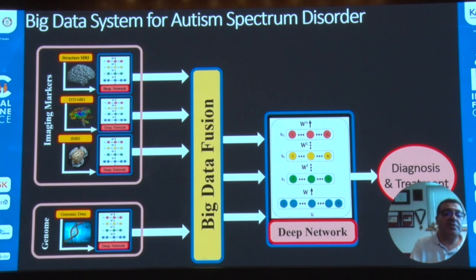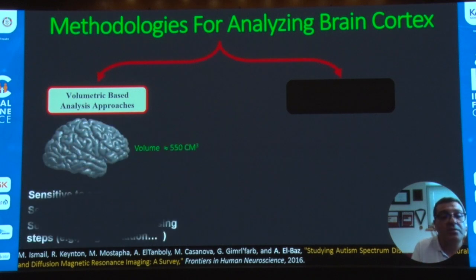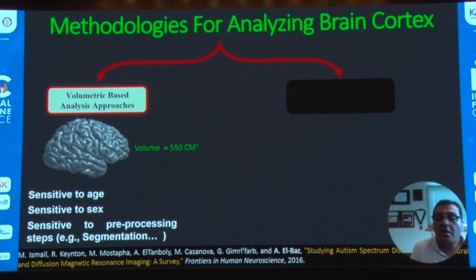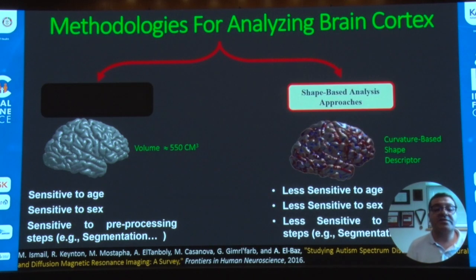And the first grant I got was from NIH. We worked 3 years on volumetric measures, but we came to the conclusion that even though the brain size of autistic is bigger than the brain size of control, it is difficult to use as a diagnostic marker, because we found that the volumetric measure is sensitive to age, sensitive to sex, sensitive to pre-processing. This is why we go to the morphological or shape features, which are less sensitive to age, less sensitive to sex, and less sensitive to race.